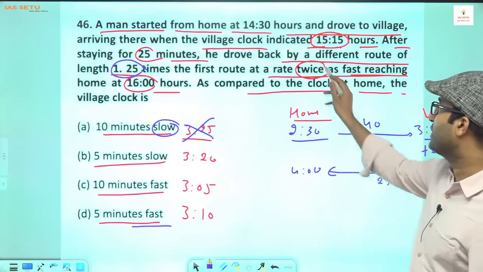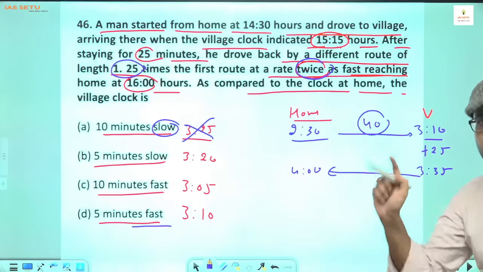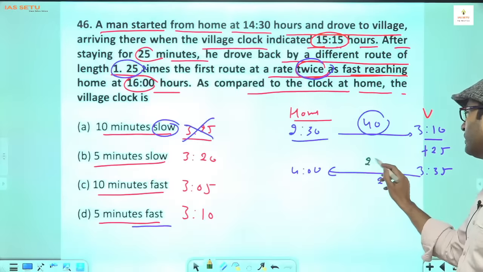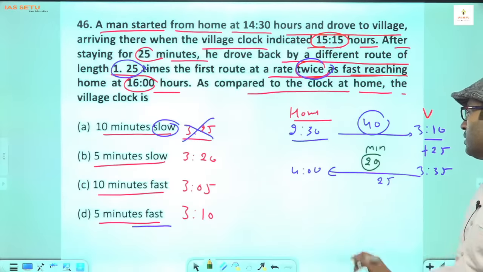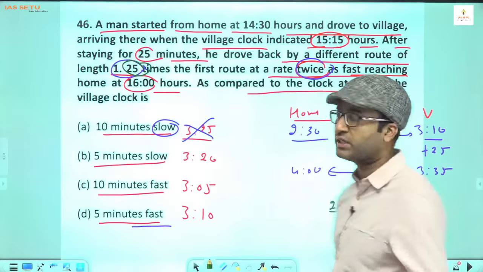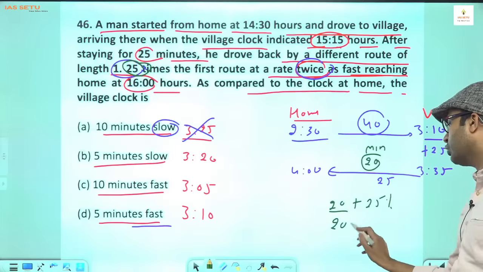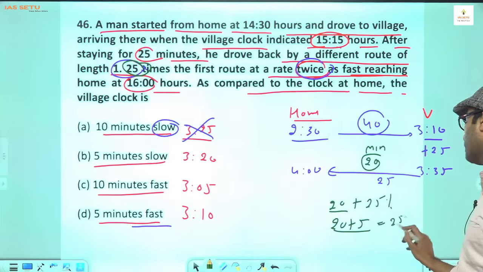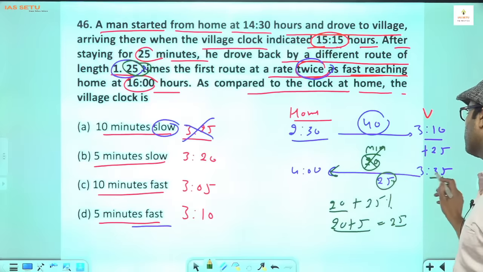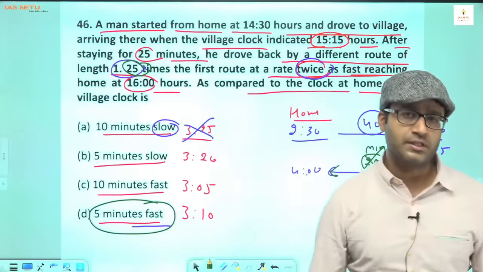Now here he has made the speed twice. If speed is twice and we keep the distance constant, if he is taking 40 minutes, for the same distance he will take 20 minutes. But since there is an increase of 1.25, 25% in distance, the time will also increase by 25%, which is 5 minutes. 20 plus 5, so he will take 25 minutes in the return journey. Perfect, 3:35 to 4. So the village clock is 5 minutes faster.